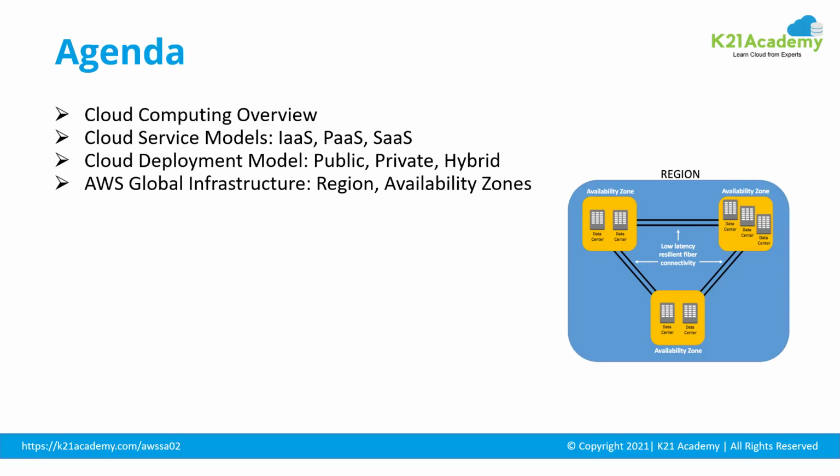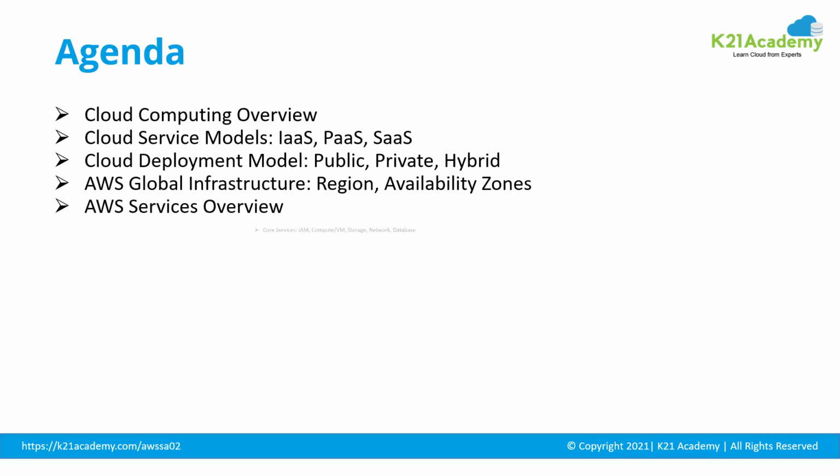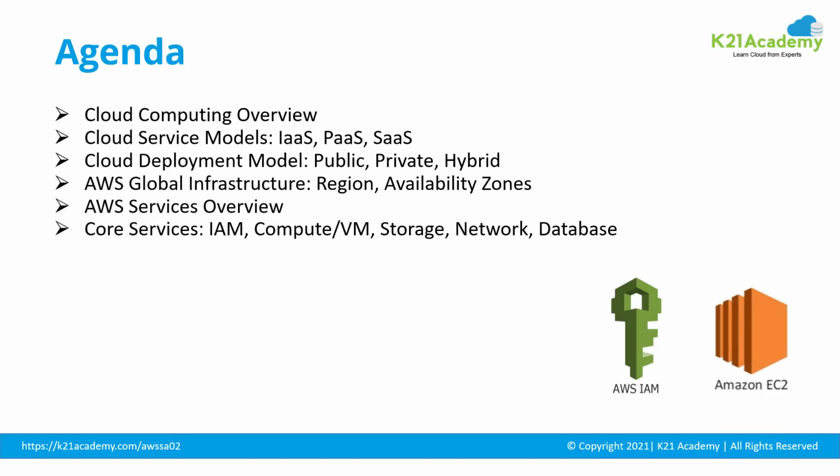Region and availability zone will play an important role, especially for high availability and disaster recovery. And then we will look into what all AWS services are available at a high level. Post that, we will go through the core services: identity access management, compute, which is nothing but your virtual machine, and a couple of other compute related services. Then storage, network, and databases.